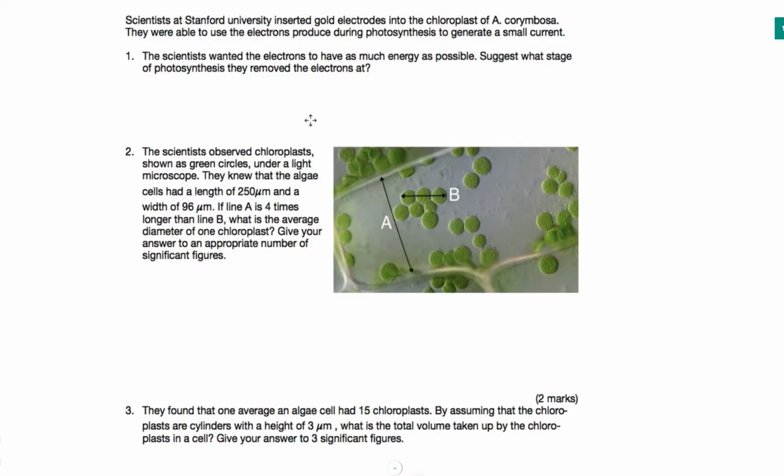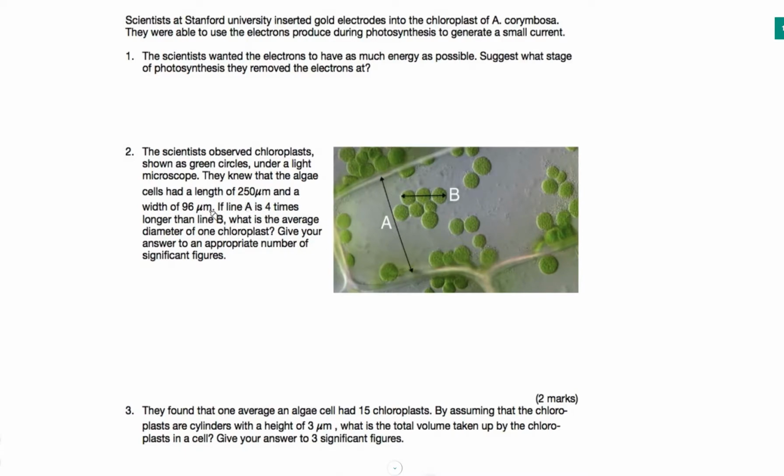Okay, so for question one, the answer is going to be photolysis or photoionization, because after those processes the electrons lose energy, which powers things like photophosphorylation. In question two, it's told you that A is 4 times bigger than B.